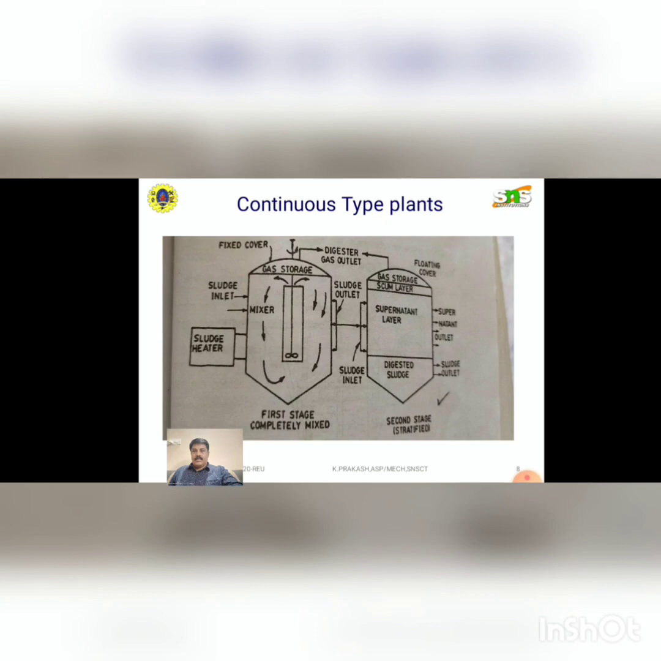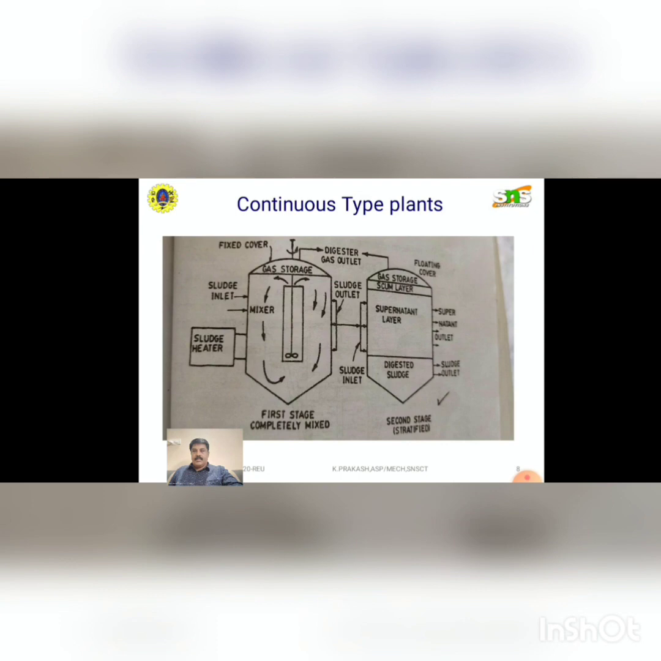This problem is overcome by the continuous type plants. In continuous type plants, the supply of gas is continuous and the digester is fed with biomass regularly. Whereas in the batch type, once it is closed it has to be left for a continuous period. But here, biogas can be supplied continuously. Continuous biogas plants may be single stage, double stage or multi-stage.